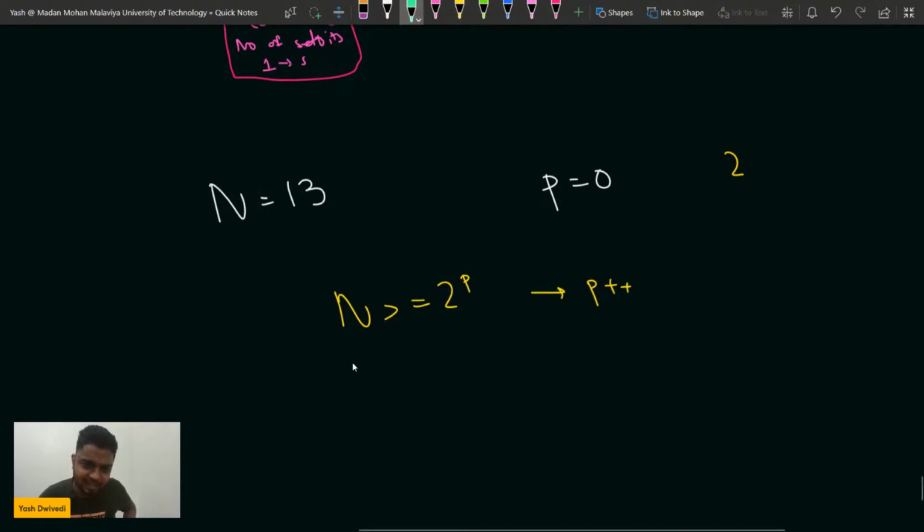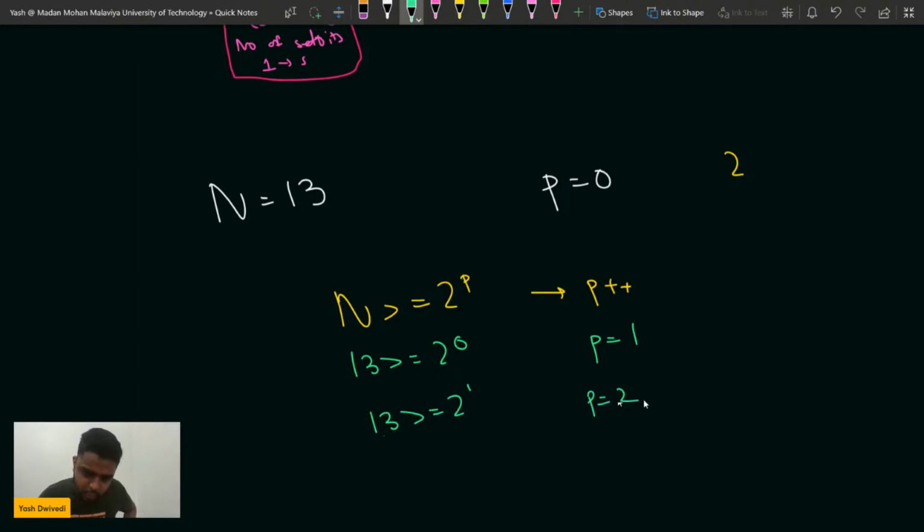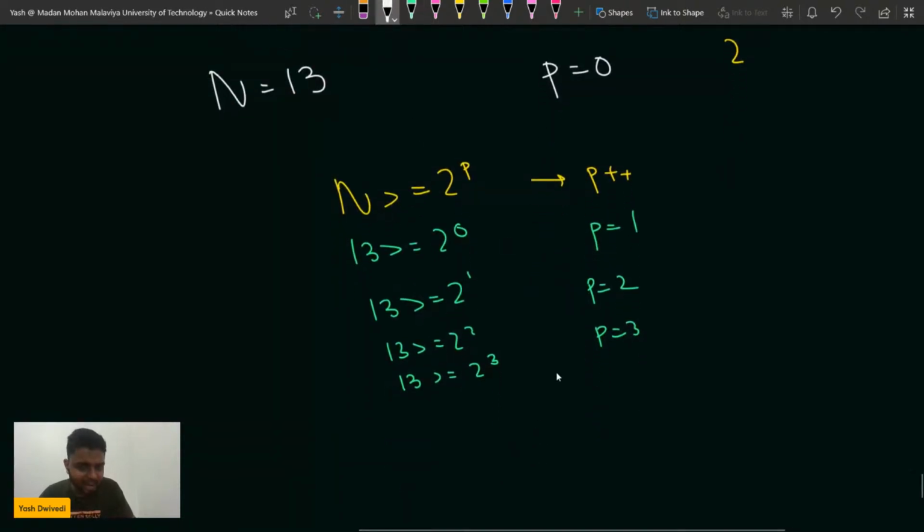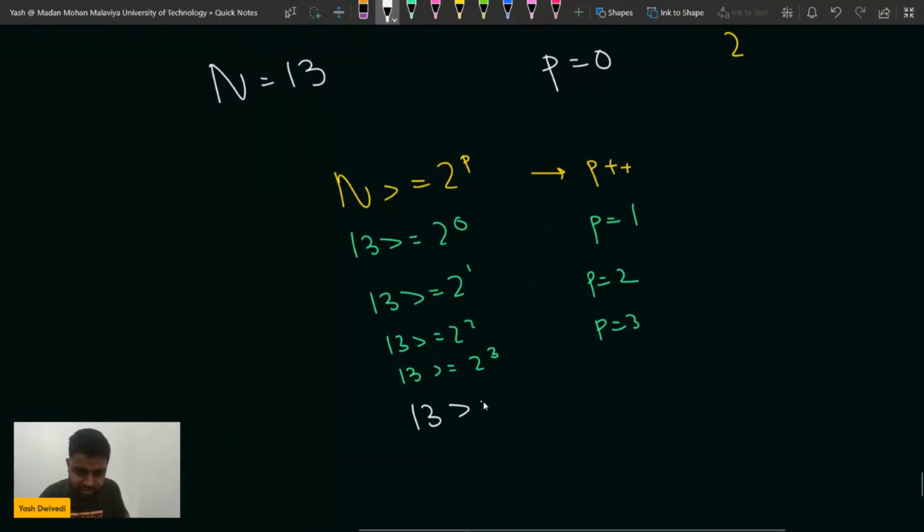So I check, is 13 greater than or equal to 2 to the power 0? Yes, so I will do p plus plus, so p becomes 1. Then after that, is 13 greater than or equal to 2 to the power 1? Yes, so p is equal to 2. Then is 13 greater than or equal to 2 to the power 2? Yes, so p is equal to 3. Then 13 is greater than or equal to 2 to the power 3. Yes, so in that case, again I have to do a p plus plus. So is 13 greater than or equal to 2 to the power 4? No, so that is when I will break.